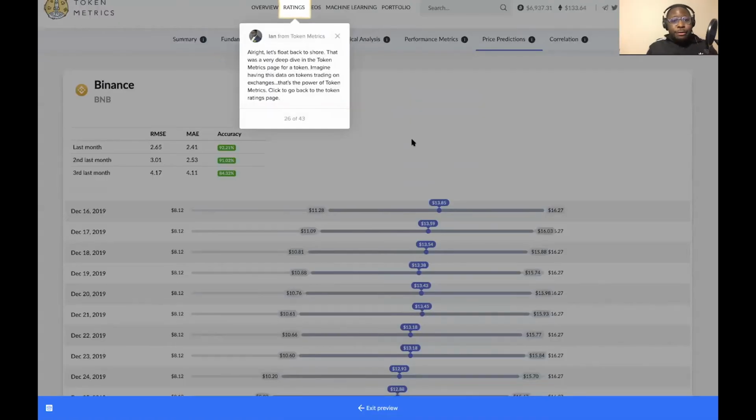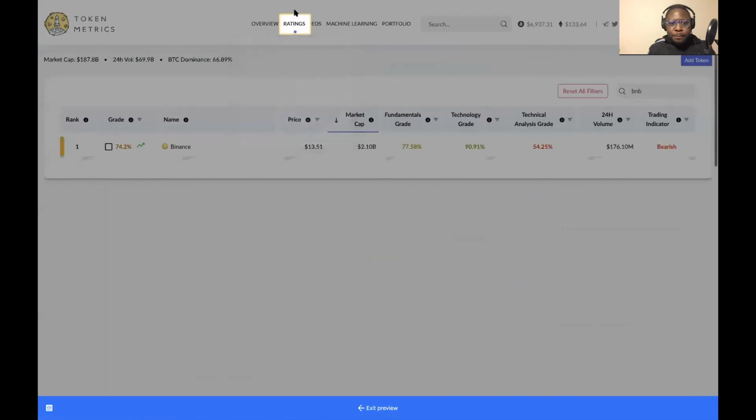All right, let's float back up to shore. That was a very deep dive into the token metrics page for a token. Imagine having this data on tokens trading on exchanges. That's the power of Token Metrics. Now let's go back to the ratings page.